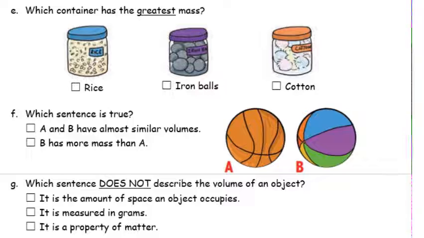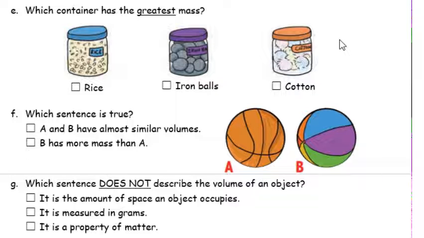Part E. Which container has the greatest mass? As you can see, we have three containers. One of them has rice in it, the first one. The second one has iron balls in it, and the third one has cotton in it. So we must tell or find the container with the highest mass. Which of the containers has more mass than the others? Is it the rice container, iron balls container, or the cotton container?